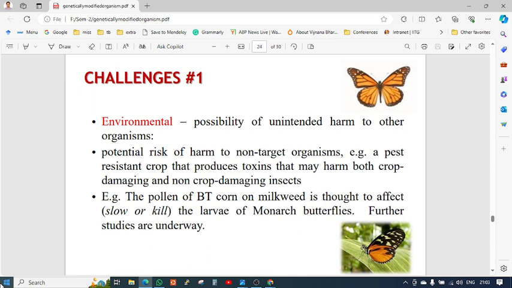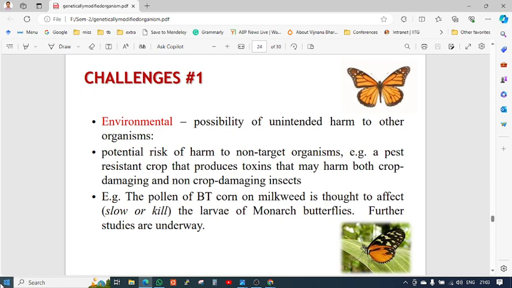So these disadvantages, we also keep in mind that during the process of producing the GMO, it should not harm the environment, and should not harm other animals, other plants, or the surrounding ecosystems. This is also to keep in mind as we produce GMOs. But there are potential risks of harm to non-target organisms.